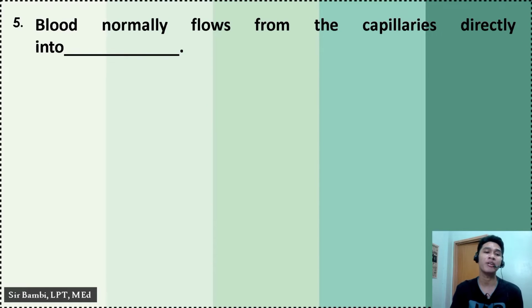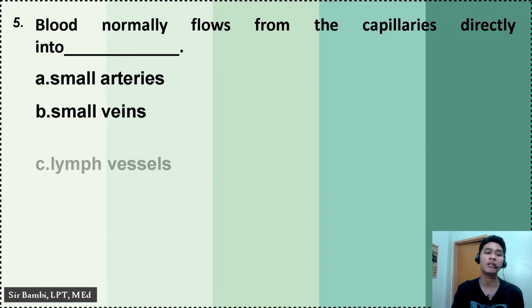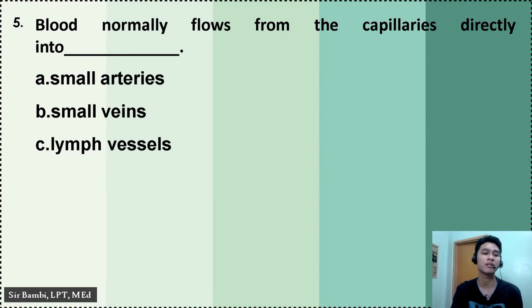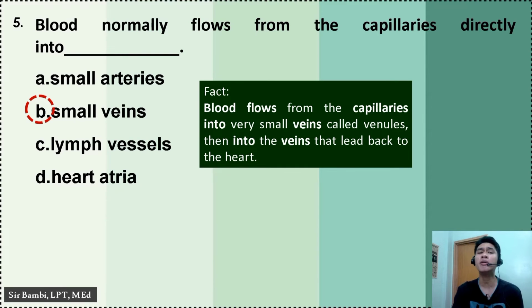Number 5. Blood normally flows from the capillaries directly into A. Small arteries, B. Small veins, C. Lymph vessel, or letter D. Heart atria. And the correct answer is letter B. Small veins. Remember that blood flows from the capillaries into very small veins called venules, then into the veins that lead back to the heart.